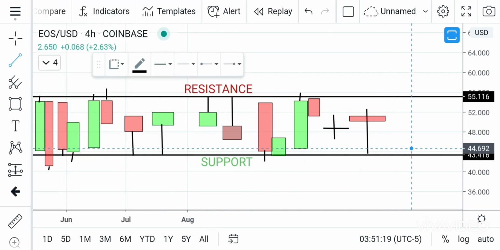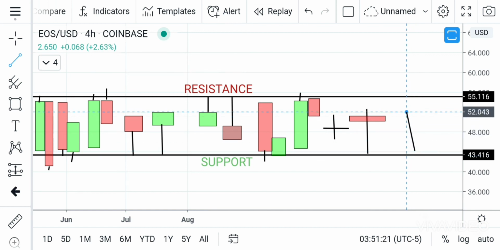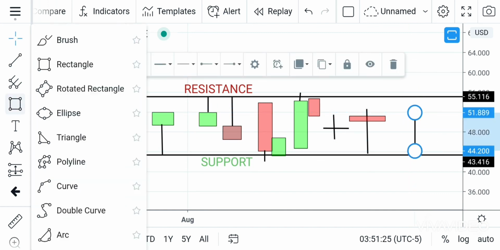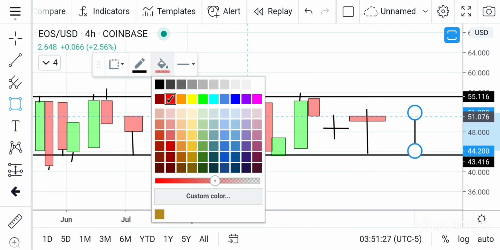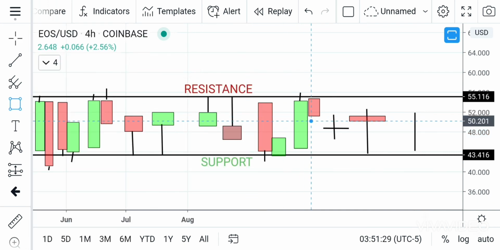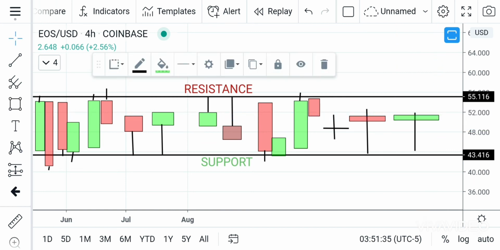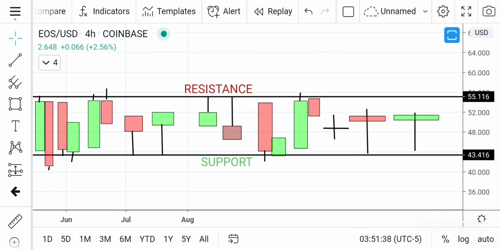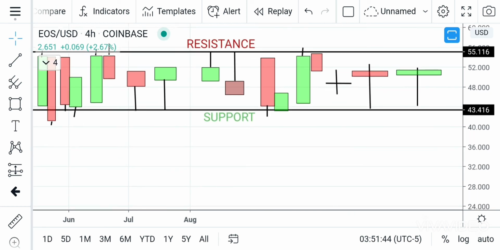Let me do it from here, then to the top. And the little body of the candle on it is going to be green. So the green Dragonfly Doji is a little bit stronger than the red Dragonfly Doji. They are both bullish reversal candlestick patterns.